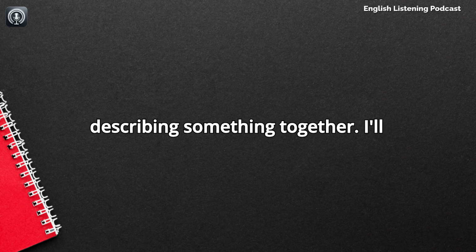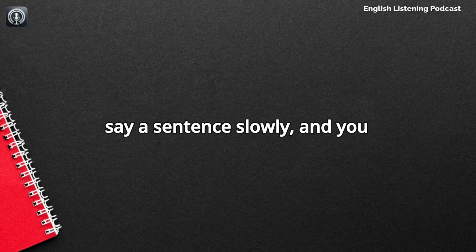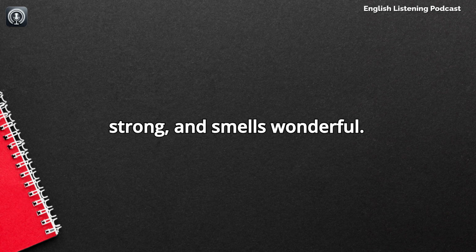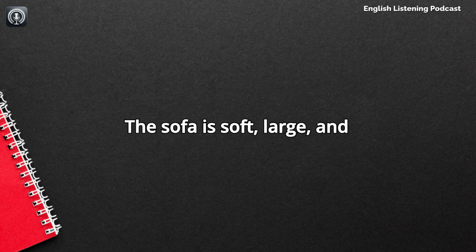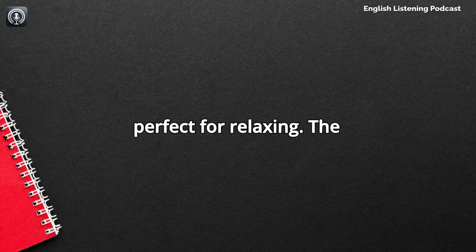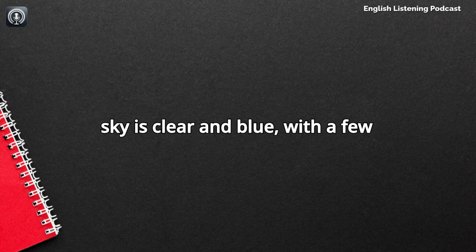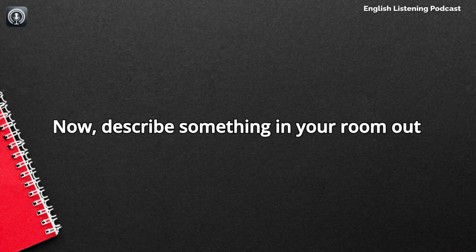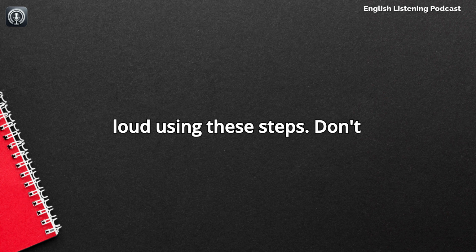Let's try describing something together. I'll say a sentence slowly, and you repeat. The coffee is hot, strong, and smells wonderful. The sofa is soft, large, and perfect for relaxing. The sky is clear and blue, with a few fluffy white clouds. Now, describe something in your room out loud using these steps.